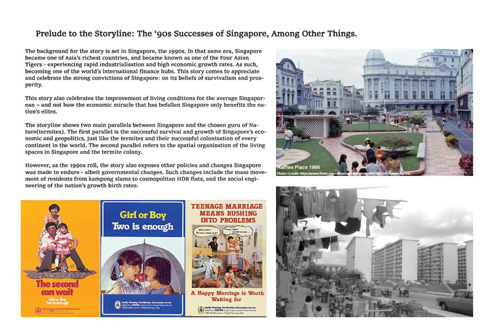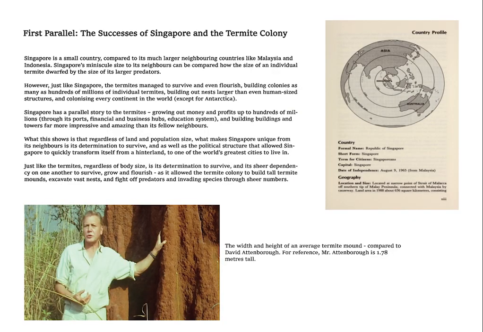The story is actually set in 1990s Singapore. The storyline will be exploring Singapore's economic and financial successes, the spatial organization of HDBs and neighborhoods, Singapore's population control policies and others. The storyline will also have parallels with the termites, which is the guru that I went with. The first parallel, as I call it, is talking about the successes of Singapore during the 1990s and the successes of the termites.